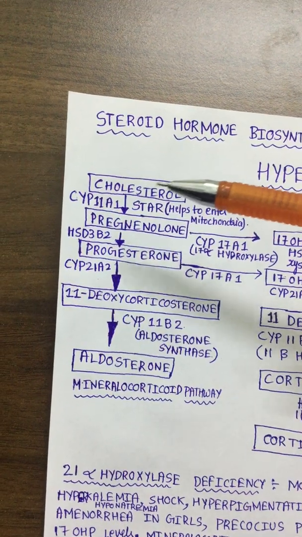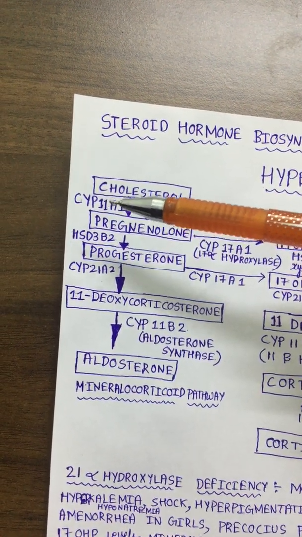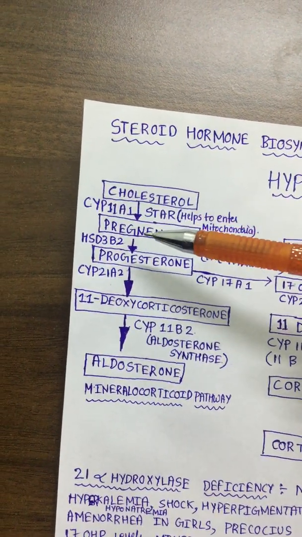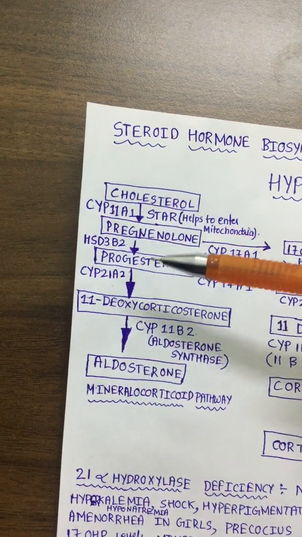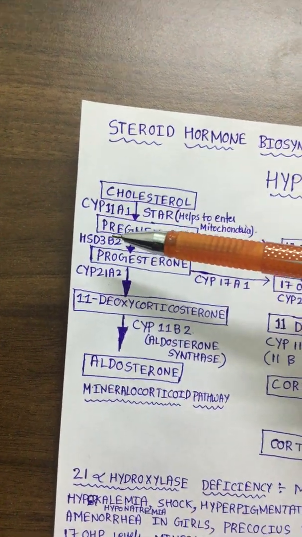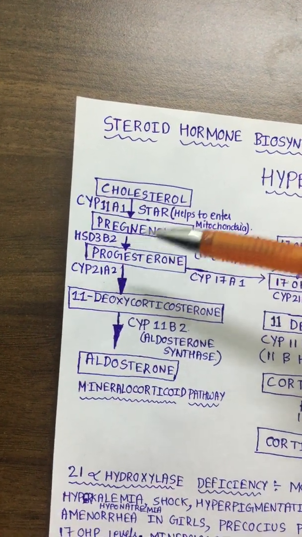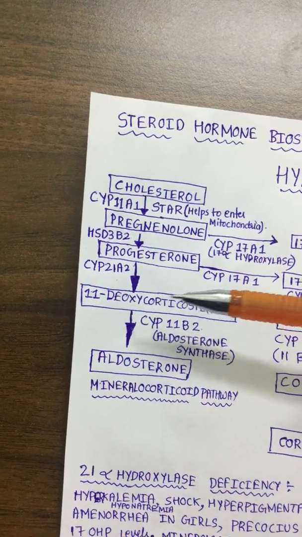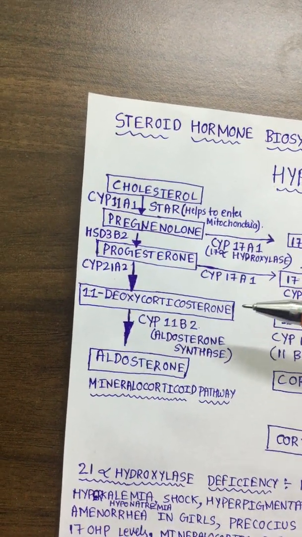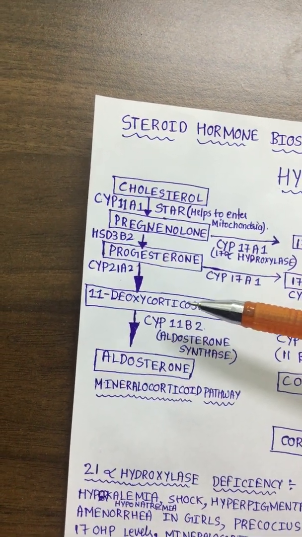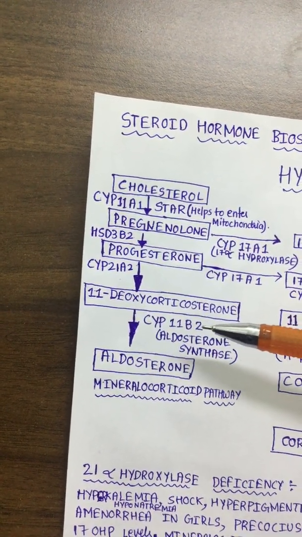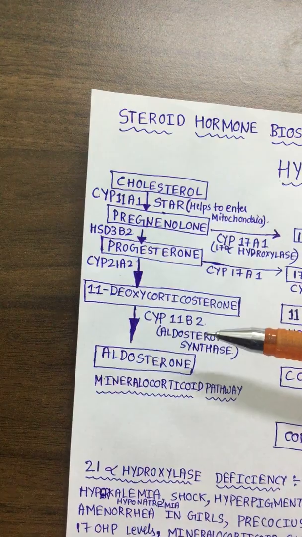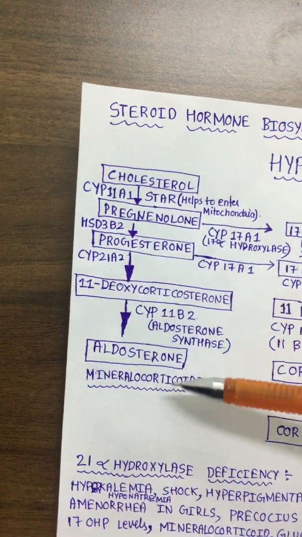mineralocorticoid pathway. From cholesterol, with the help of the cyclin cleavage enzyme, also called CYP11A, pregnenolone is formed. From pregnenolone, with the help of 3-beta hydroxysteroid dehydrogenase, HSD3B, progesterone is formed. From progesterone, with the help of 21 alpha hydroxylase, 11-deoxycorticosterone is formed. From 11-deoxycorticosterone, with the help of 11-beta hydroxylase 2, also called aldosterone synthase, aldosterone is formed. This is the mineralocorticoid pathway.